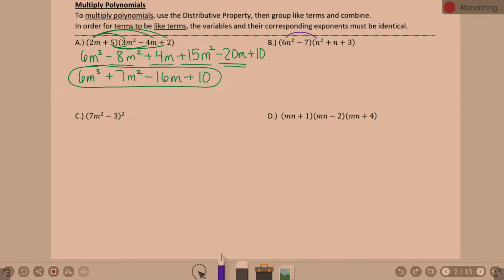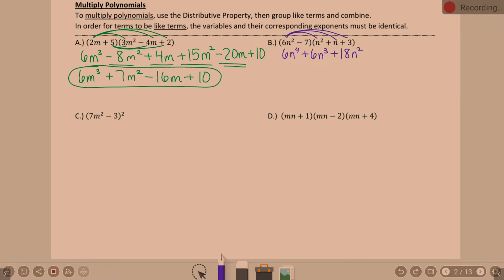6n squared times n squared: 6 and 4, so 6n to the fourth. 6n squared times n is 6n to the third. 6n squared times 3 is 18n squared.